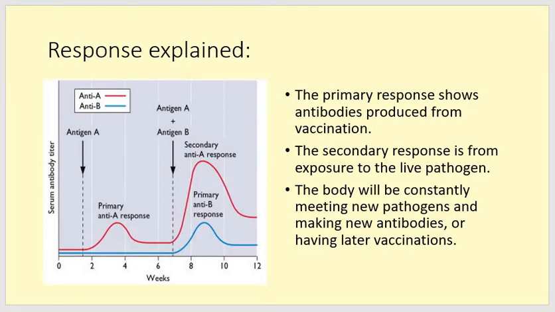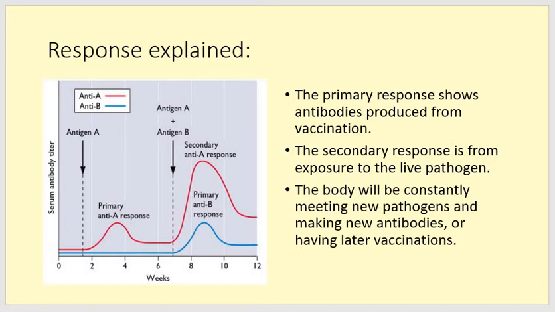Little bit of graph time now. I know we all love a graph. Now we've got two different infections here, one shown in red, one shown in blue. The red antigen, the antigen for the red disease, is met by the body after about 1.5 weeks, 2.5 weeks, you get a big response. That's a big bump in the red graph. So it produces lots of antibodies.